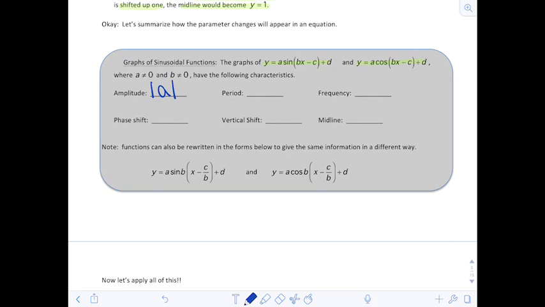So you may see the absolute value of a. When a is negative, we know that deals with a reflection. So maybe we would write that over here: a negative a represents a reflection in the x-axis.